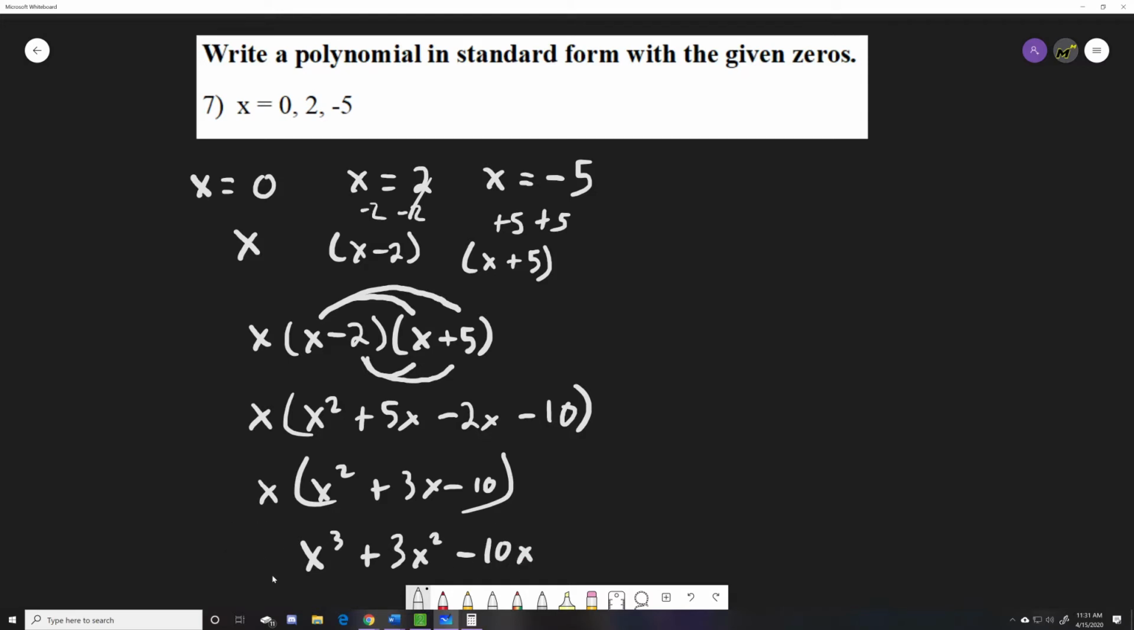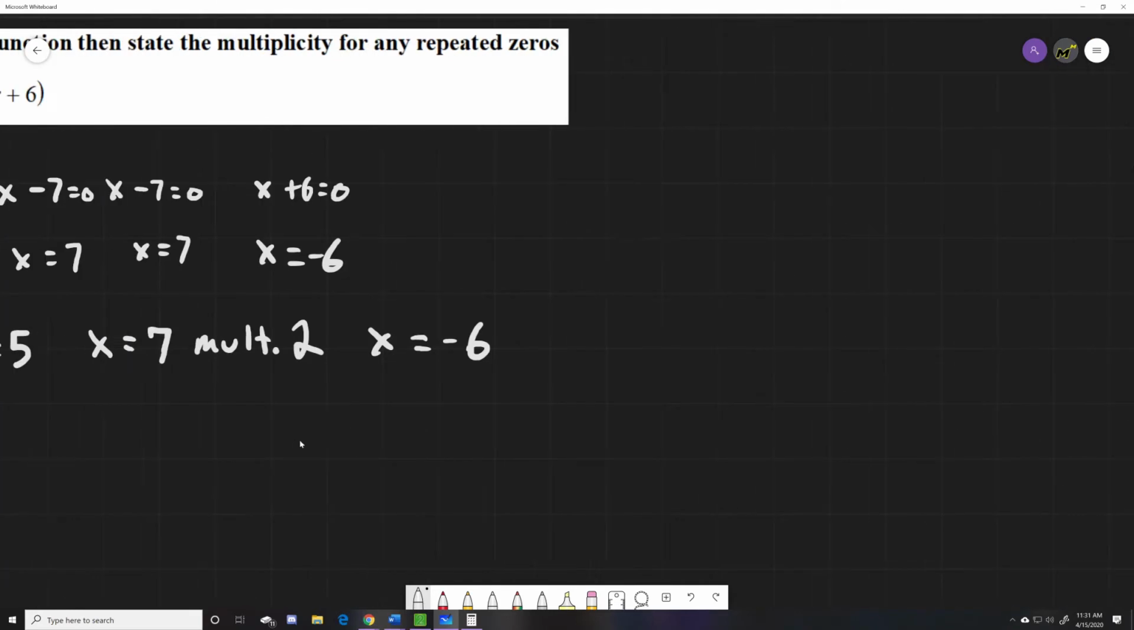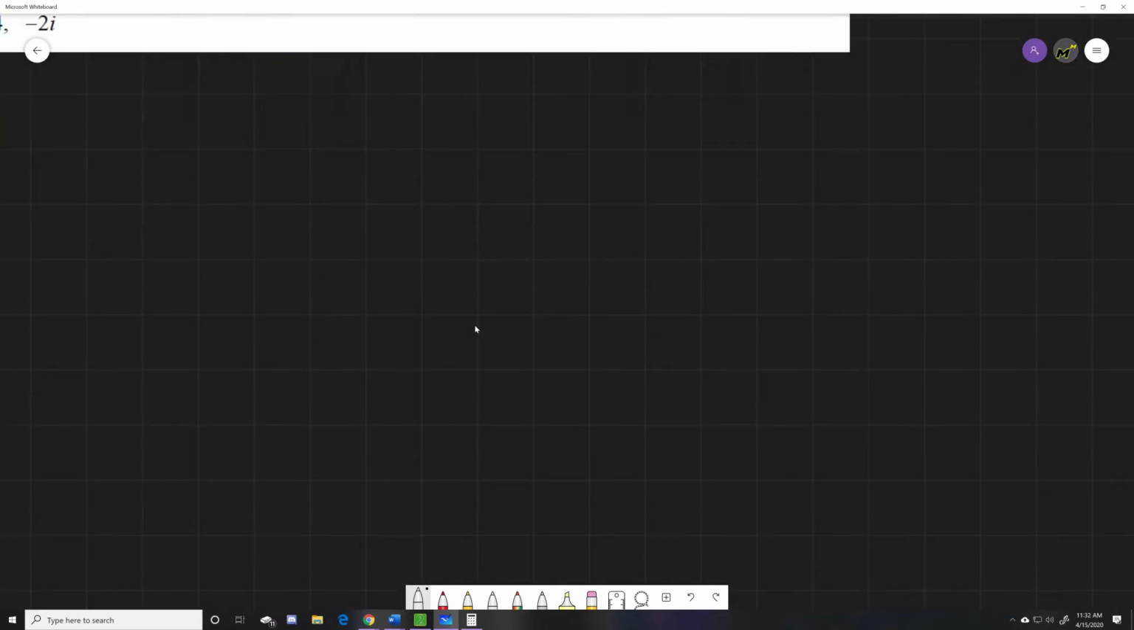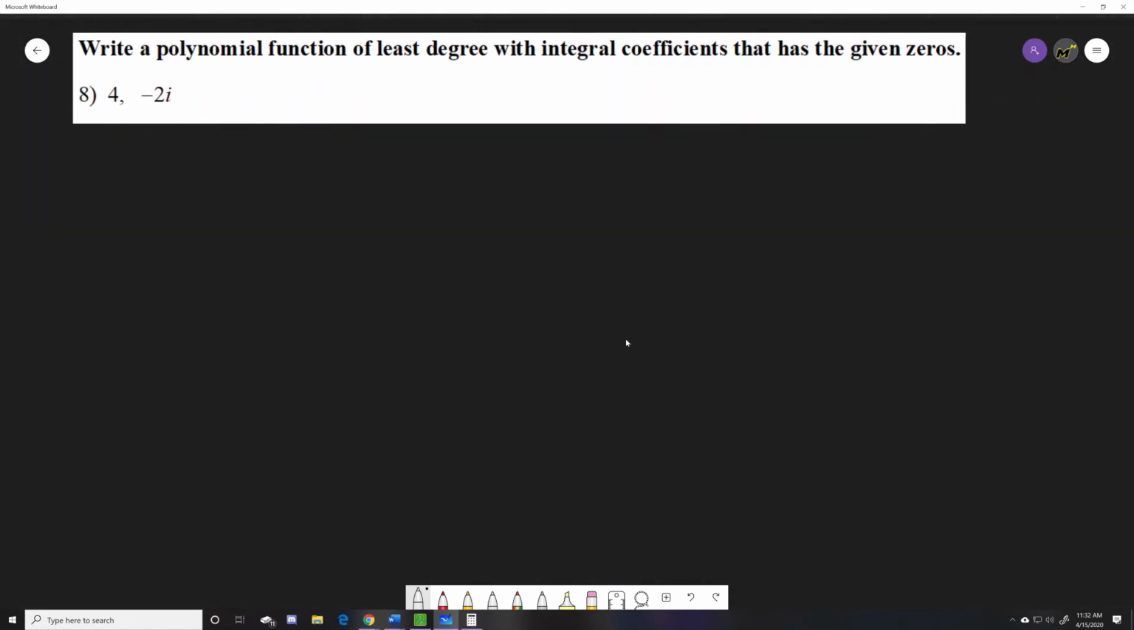There we go. And it's in standard form, the biggest power is in front, and it goes down in order from there. On to the next, number 8, here we go. Okay, so write a polynomial function of least degree with integral coefficients that has given zeros.